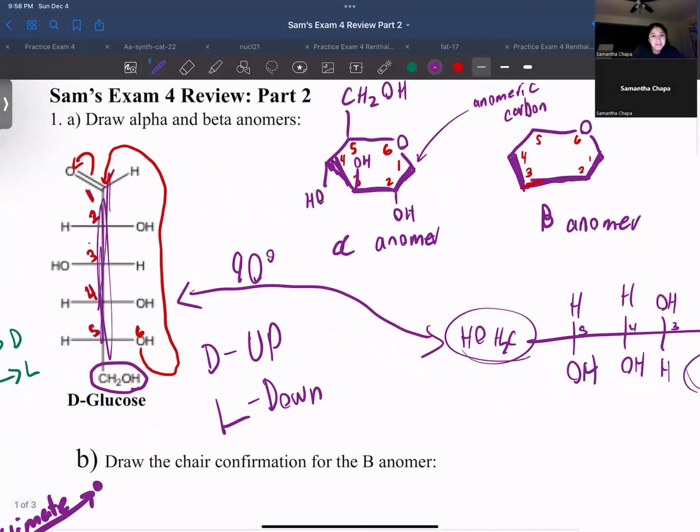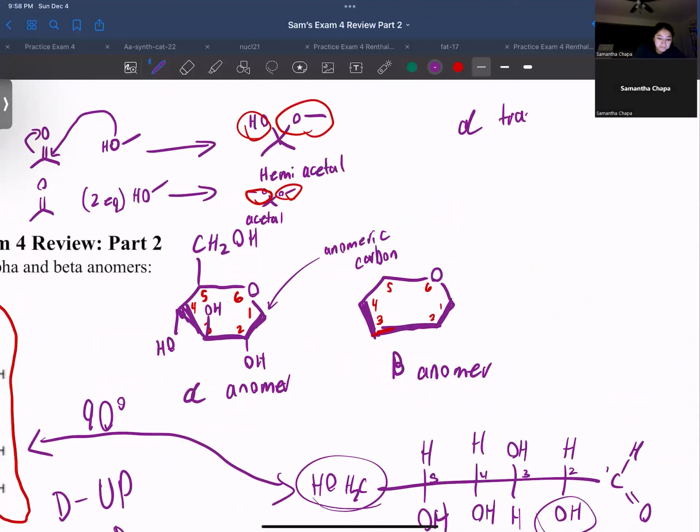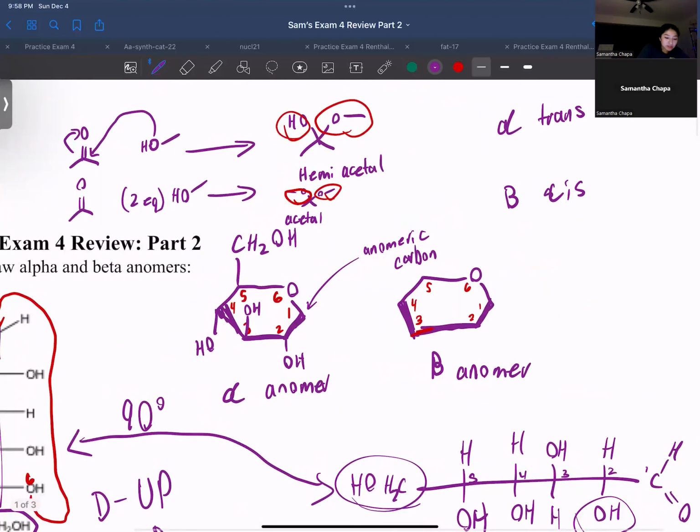And so alpha, that's another thing that you have to remember. Alpha means trans, and beta means cis. Trans, an opposite side; cis, the same side. What we have to compare it to is the terminal carbon. So if I say I want the alpha anomer, I want it to be trans to the terminal carbon. Then my OH group should go down, because if this is going down and the terminal carbon is going up, it's trans.